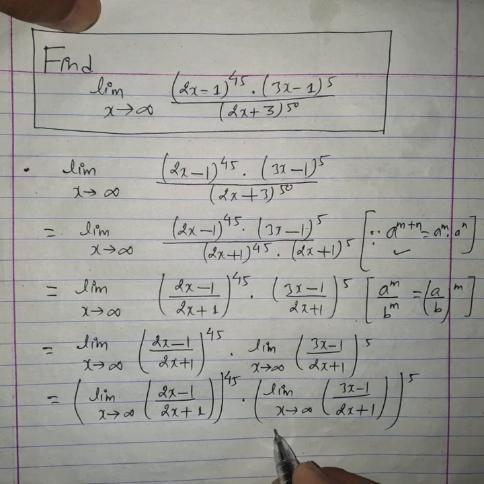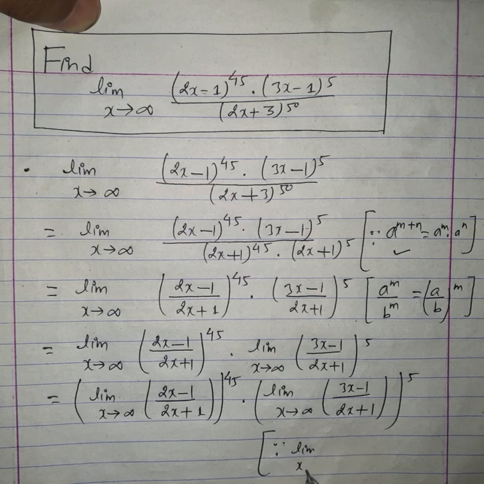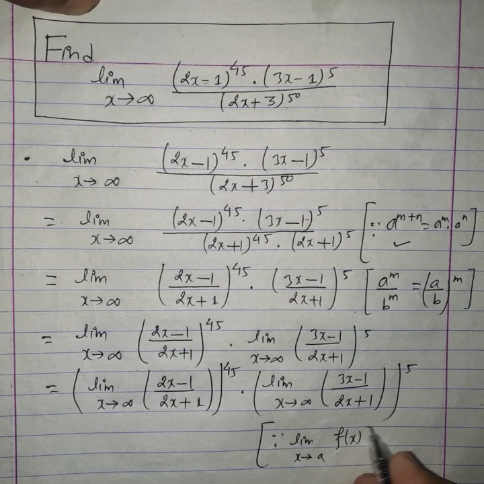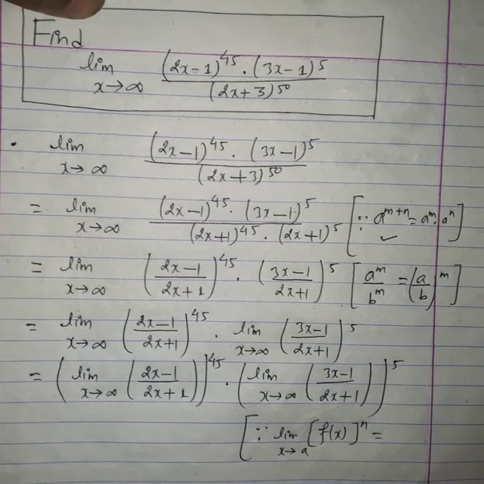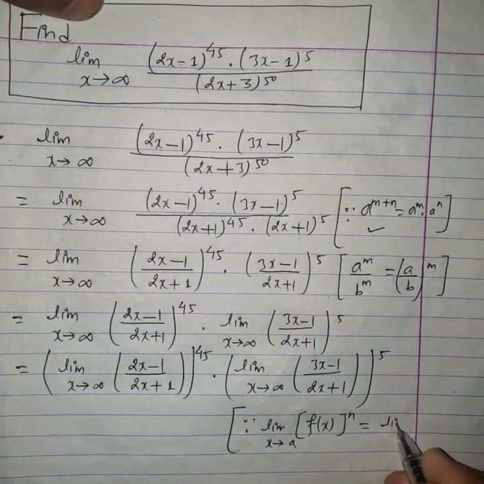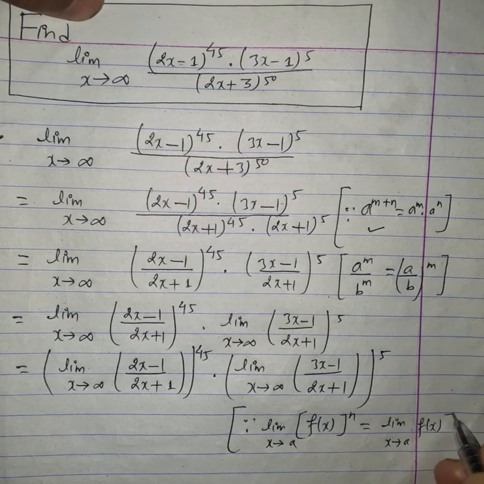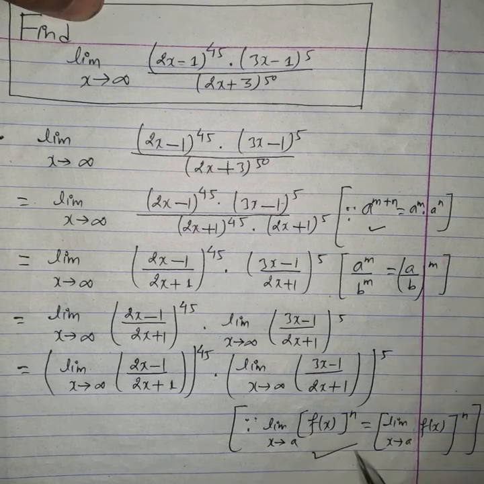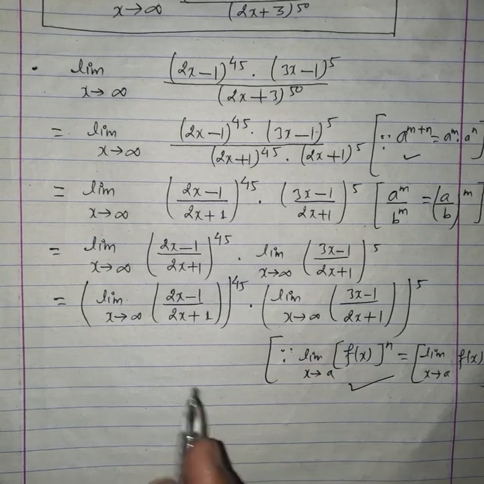Let me write the property here. The limit, let's say as x approaches a, of a function f of x which is raised to the power of n is the same as the limit of that function raised to the power of n. Here we just use this property of the limit of a function, and let's simplify this.